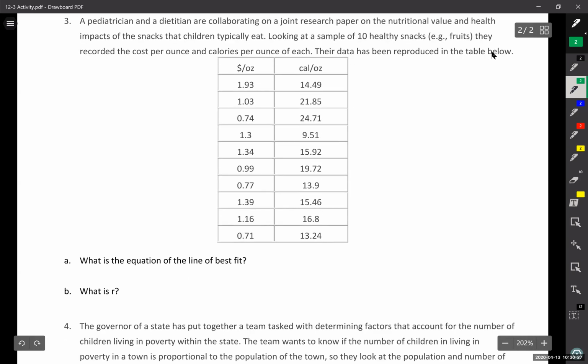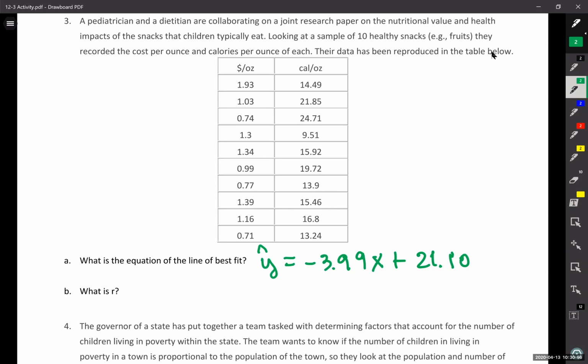All right, so for number 3, line of best fit, Y hat. Remember, Y hat is the predictor line. It's not the actual line for the actual data. It's just the mathematical model that we use to predict the data. That's what the hat is telling us. We have negative 3.99x, lots of negative slopes in this worksheet, and then 21.1, or if you want to go to 2 decimals, 21.10. We're talking about dollars versus calories per ounce. So either way is fine. And then R in this problem is negative 0.34.